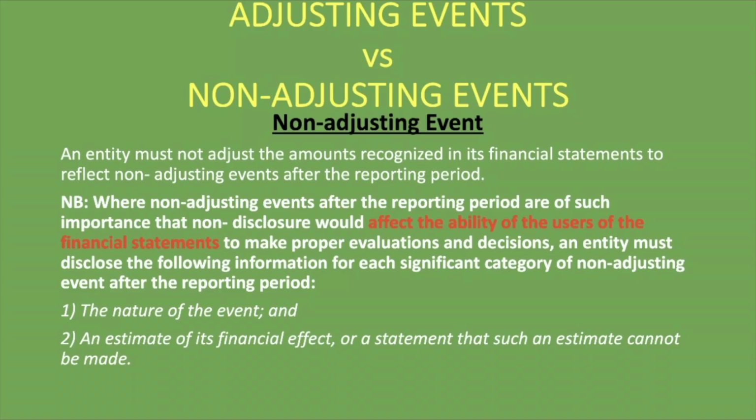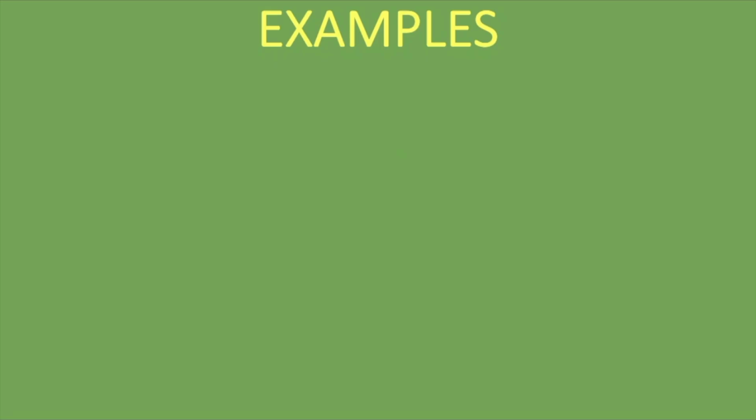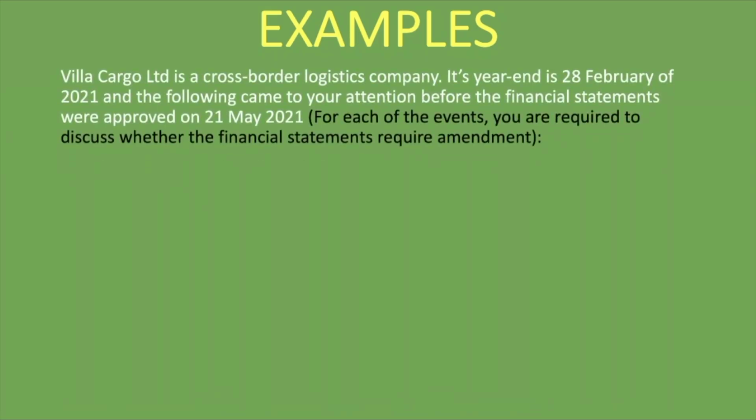All right, so we have to estimate what the amount is, otherwise have a statement stating that we cannot make such an estimate. All right, so now after going through all this theory, let's go through some examples, and hopefully you'll be able to apply it well in our examples and remember what we have been discussing thus far. Here is the first example. Villa Cargo Limited is a cross-border logistics company. Its year end is 28 February of 2021, and the following came to your attention before the financial statements were approved on 21 May 2021. For each of the events, you are required to discuss whether the financial statements require amendment.